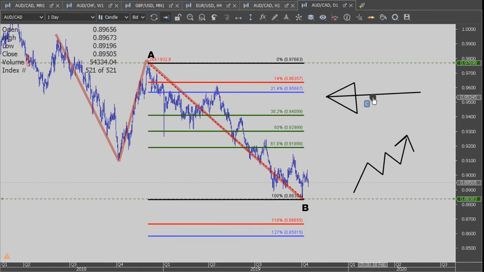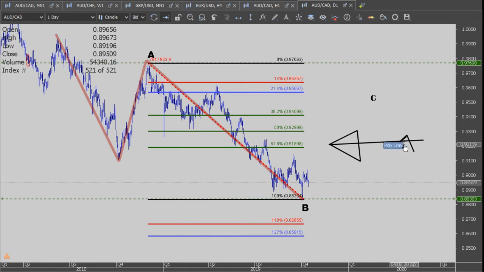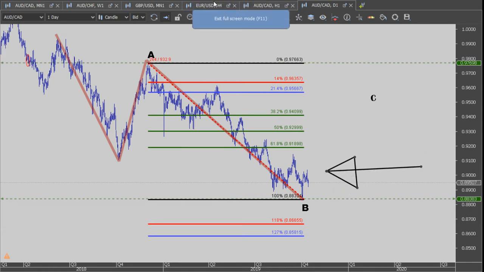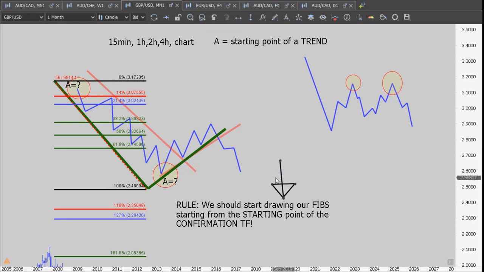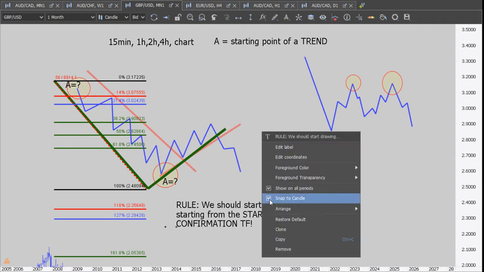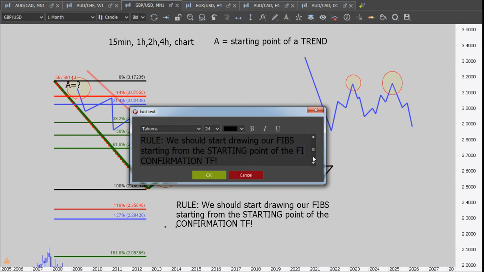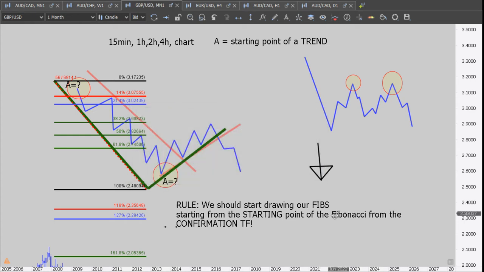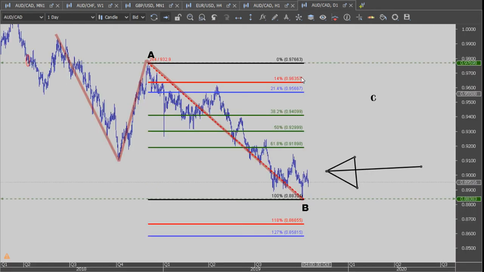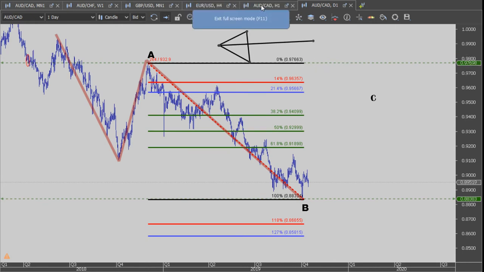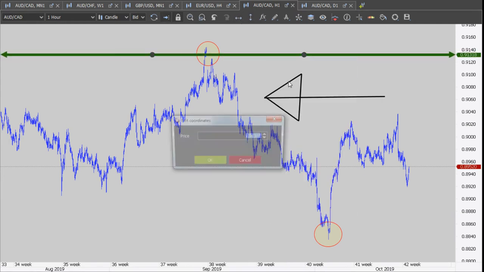So before you go drawing your Fibonacci on the 15 minute chart, 1 hour chart, 4 hour chart, 2 hour chart, what does the rule say again? The rule says we should start drawing our Fibs starting from the starting point of the Fibonacci from the confirmation time frame. So if this is my confirmation time frame, I need to start my 1 hour Fibonacci starting from what is the number? 0.97663. So horizontal line, edit coordinates.